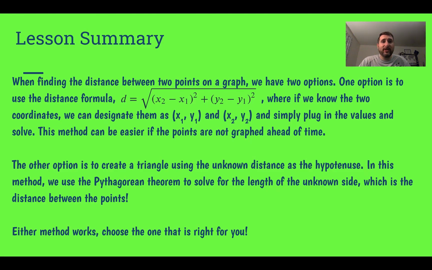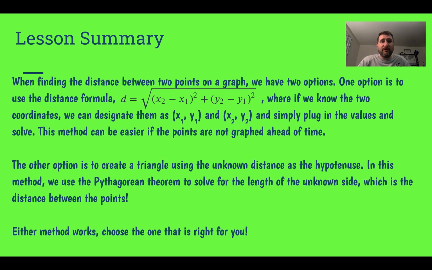In this lesson, we learned that there were 2 ways we can find the distance between 2 points on a graph. So if we need to find those points, we have 2 options. The first is to use the distance formula, which is d equals the square root of x2 minus x1 squared plus y2 minus y1 squared. Complicated, but we're just plugging in numbers.